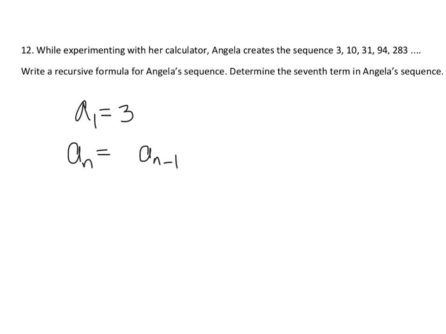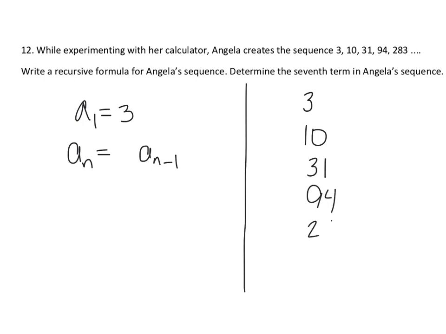I put a space in there because I need to figure out if there's multiplying or adding or both happening in the sequence. So I'm going to start to mess around with the sequence and see if I can figure out the pattern. If it's adding, I'm going to add to the An minus 1. If it's multiplying, I'm going to multiply the An minus 1, which means the previous term. So now if I look at my terms here, I got 3, 10, 31, 94, and 283. This is A1, A2, A3, A4, A5.